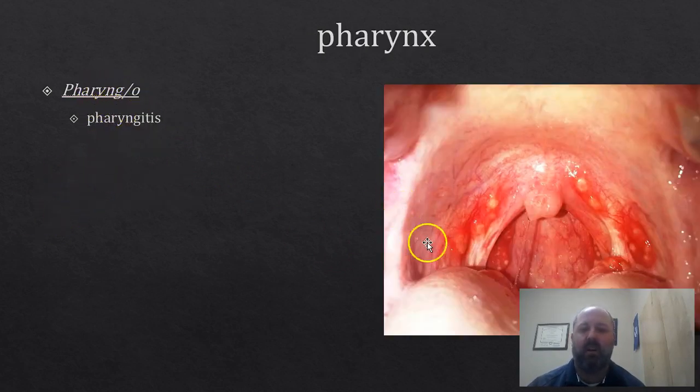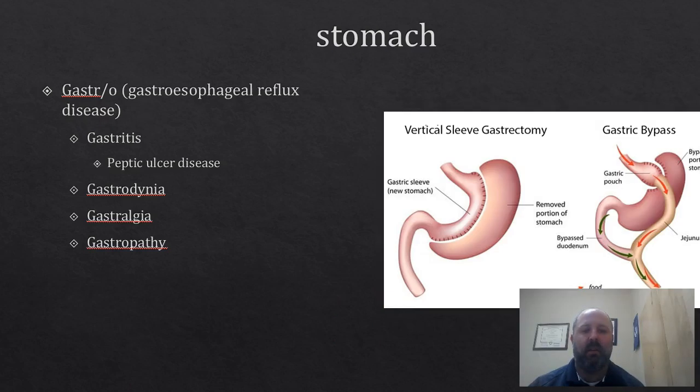Your pharynx, right? Here's pharyngitis. Almost everybody's had this, right? Strep throat is a kind of pharyngitis, but you can see the redness here with the little white spots. So this is pharyngitis.